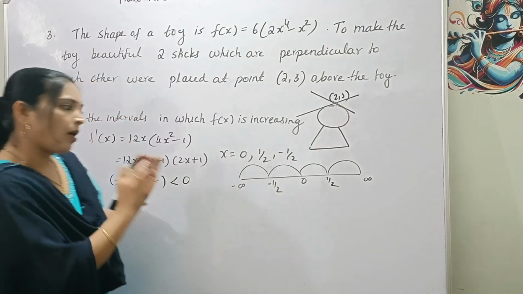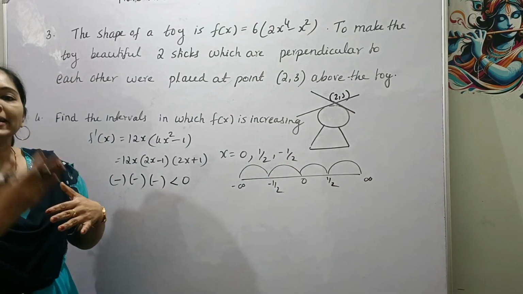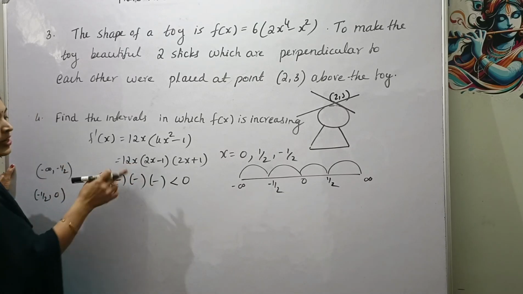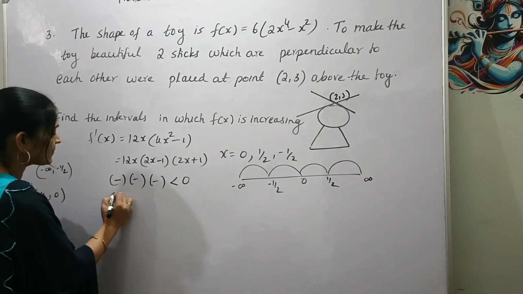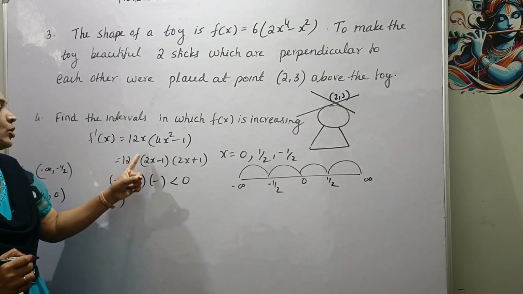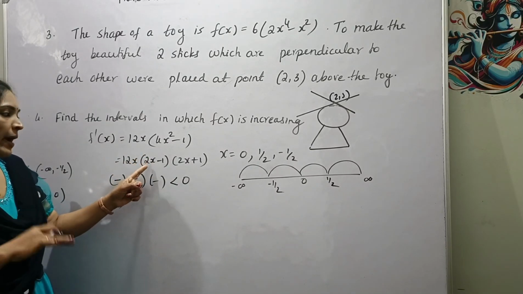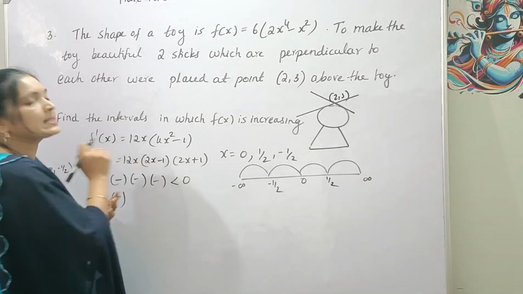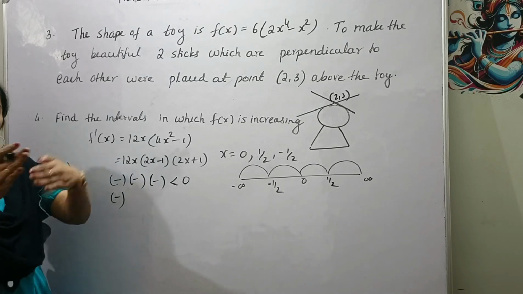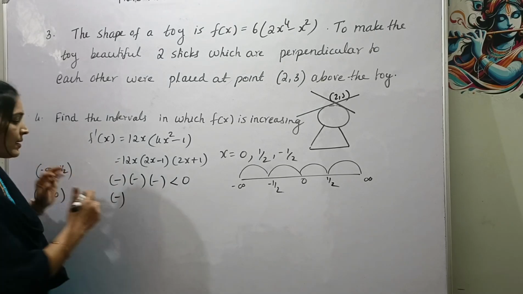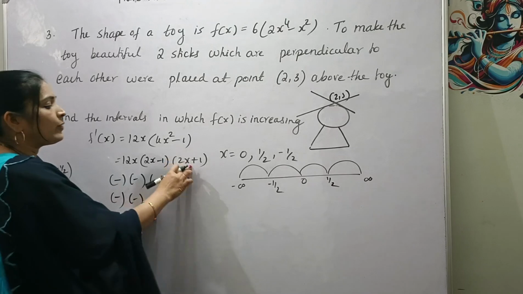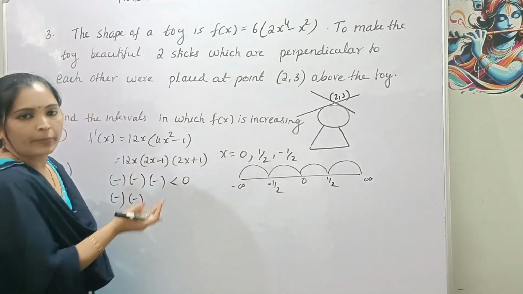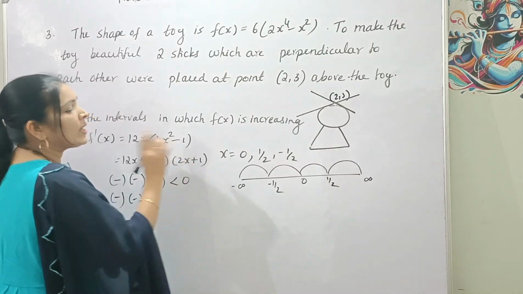In this interval, all the values are minus, and greater than minus 1 by 2. So what about the first term? Here it will be minus. When we substitute x equal to a minus value, it is minus. Then this one also: 2 into minus 1 by 2 is minus 1, minus 1, minus 2. If you substitute x equal to 0, what will you get? Minus 1. So it is less than 0, minus, right? So minus. Then what about this one? Put x equal to minus 1 by 2. What will you get? Minus 1 plus 1, 0.